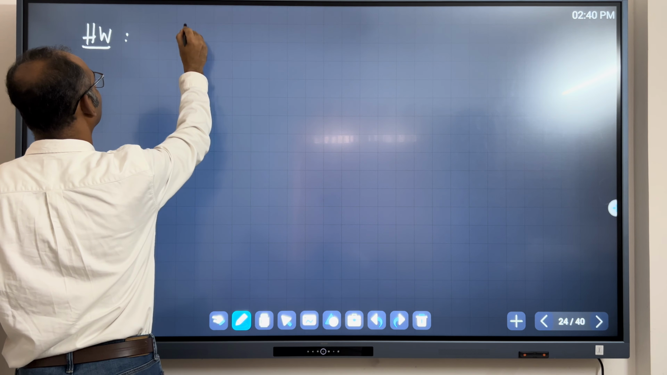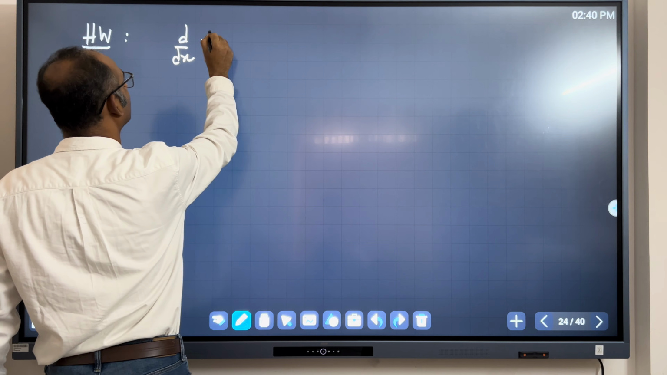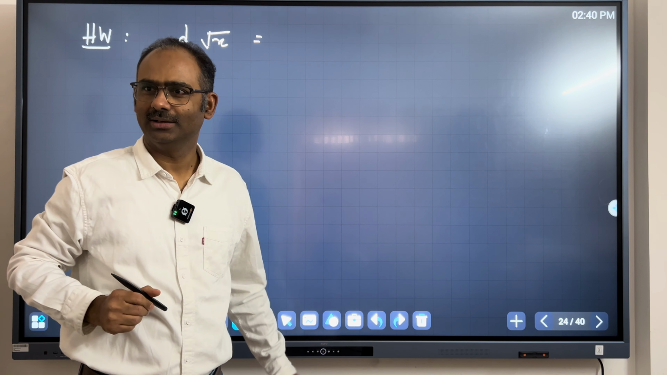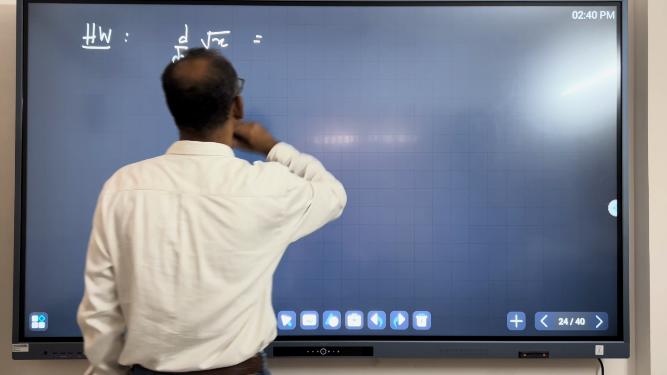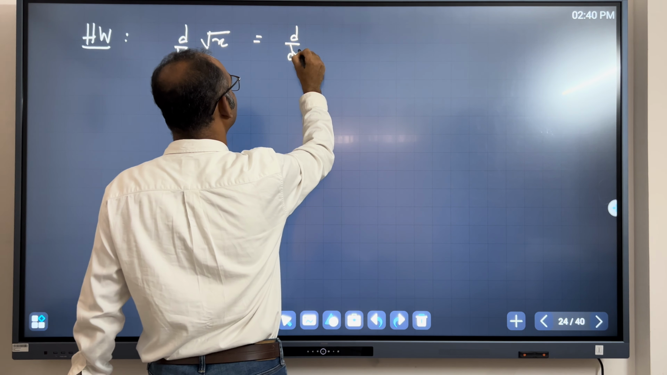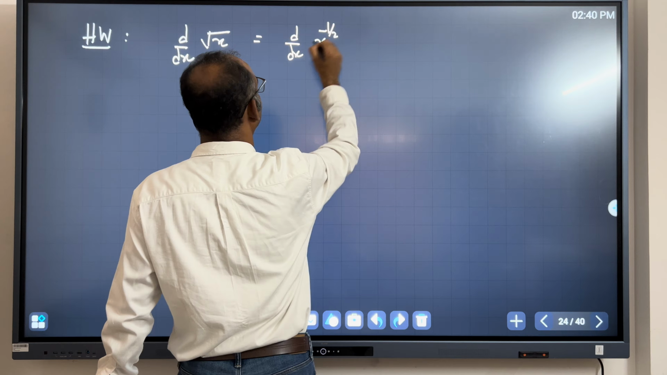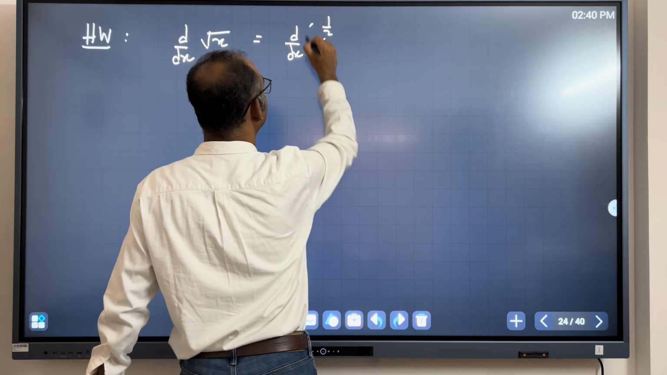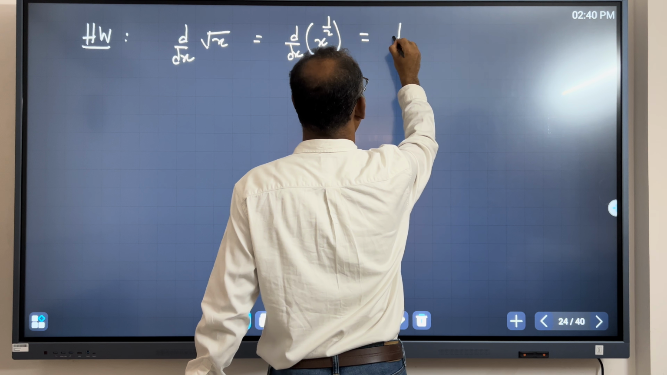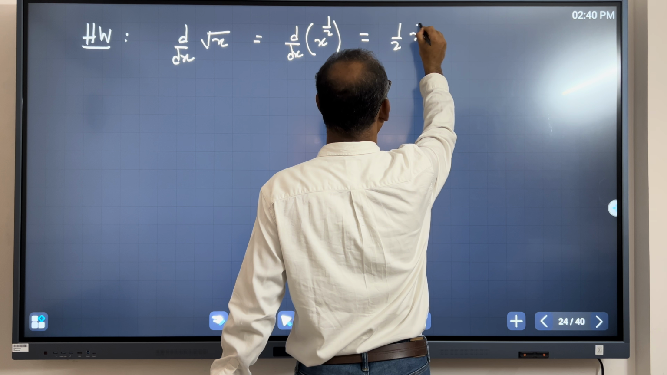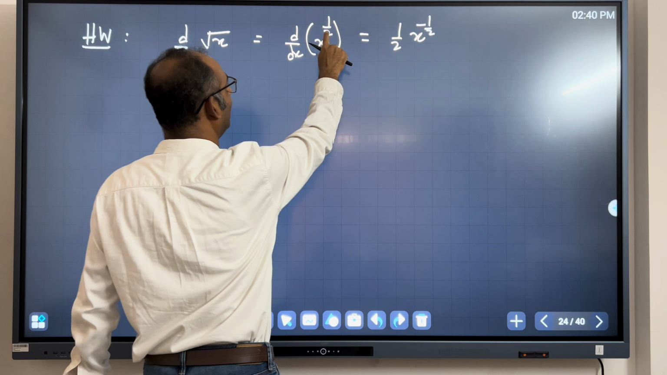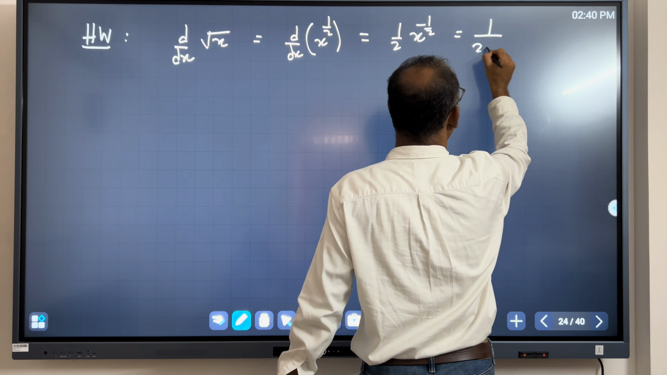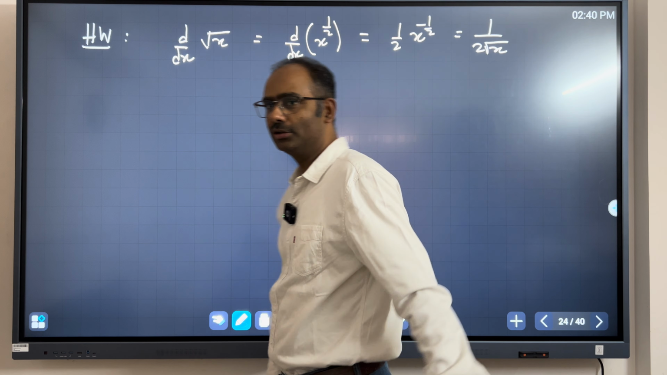So what's the derivative of square root of x? Okay, let's do it here in a moment. So it is d over dx of x to the half. Sorry, x to the half. Correct? That is what square root of x is. So it is 1 over 2 x to the minus half, right? Half minus 1, which is minus half. So this is 1 over 2 root x. Okay, this you should remember.